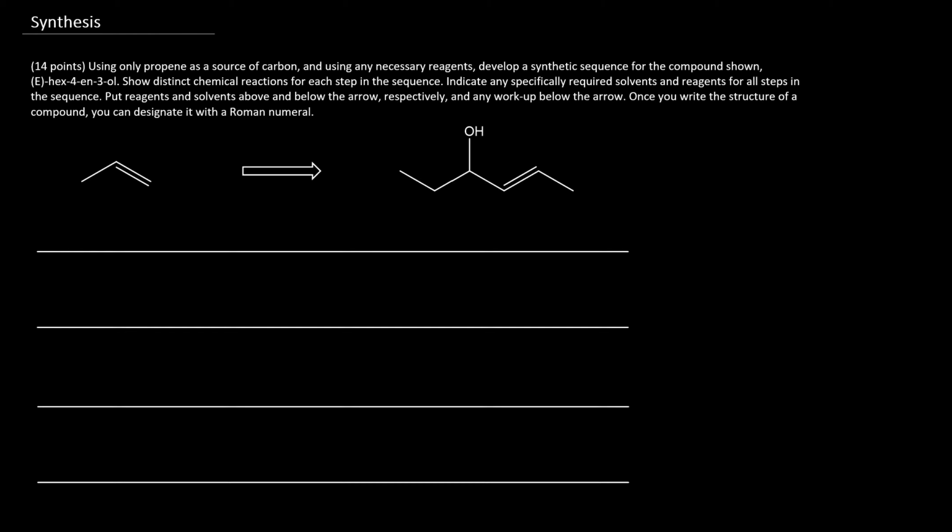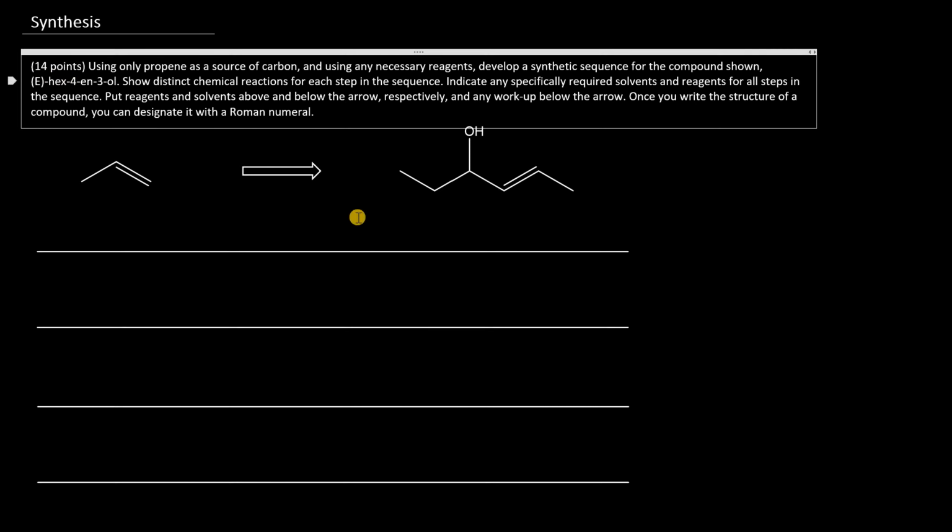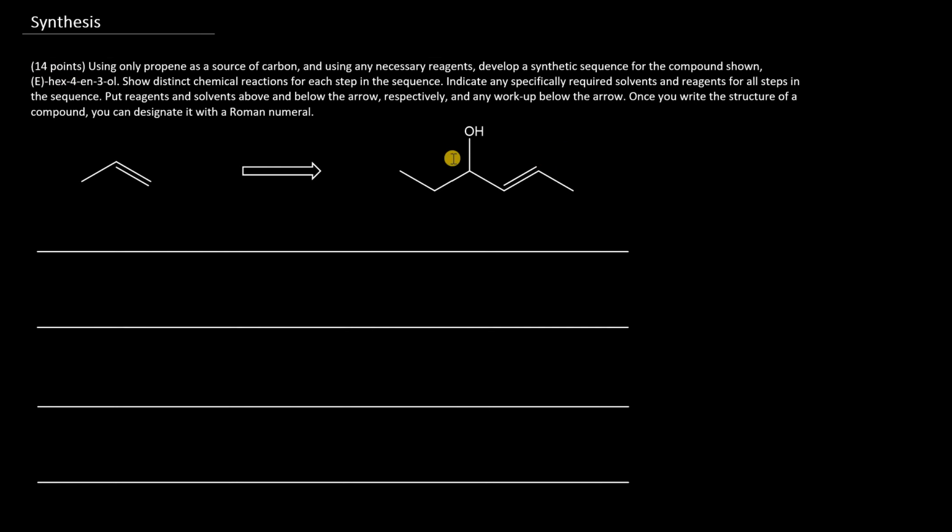So let's try a tougher synthesis problem. Here we're only allowed to use propene as our carbon source. We have 3 carbons here, and we're asked to synthesize hex-4-en-3-ol, which is this hexanol compound here. And because we have hex, of course we have 6 carbons.